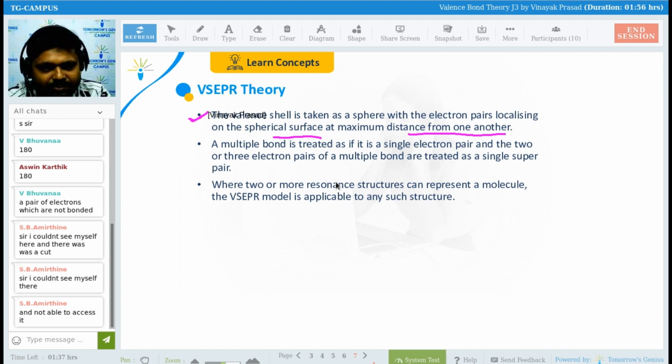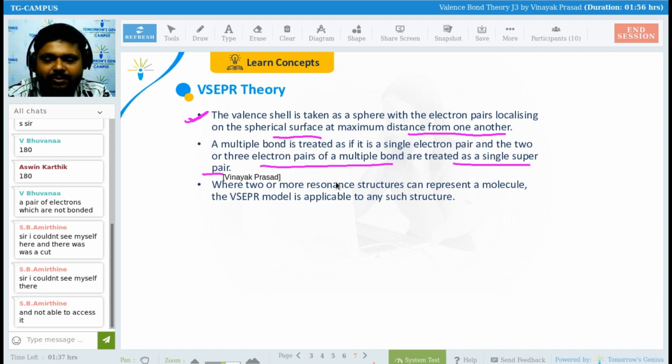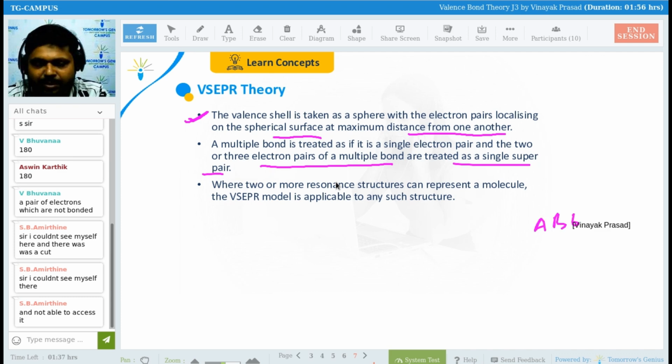So there are some postulates that we have to learn, guys. A multiple bond is treated as if it is a single electron pair, and the two or three electron pairs of a multiple bond are treated as a single super pair, right? That we will be seeing. Let's suppose this type of bond is there, where one atom is central and six atoms are bonded to it.